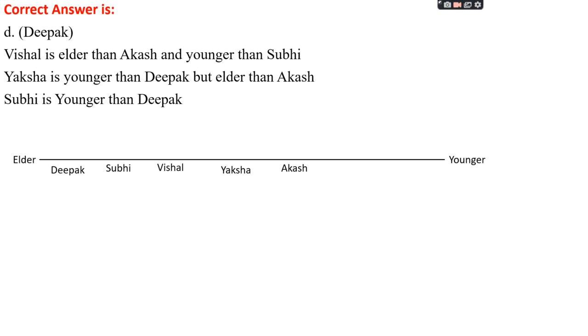Let's imagine the left-hand side is elder and the right-hand side is younger. Vishal is elder than Akash and younger than Suvi, so Vishal comes ahead of Akash, and Suvi is ahead of Vishal. Yaksha is younger than Deepak but elder than Akash, so Deepak is ahead, and then Yaksha is ahead of Akash. Suvi is younger than Deepak, so Suvi comes after Deepak. So if we see that scenario, we find that the eldest one will be Deepak. The right answer is Deepak.